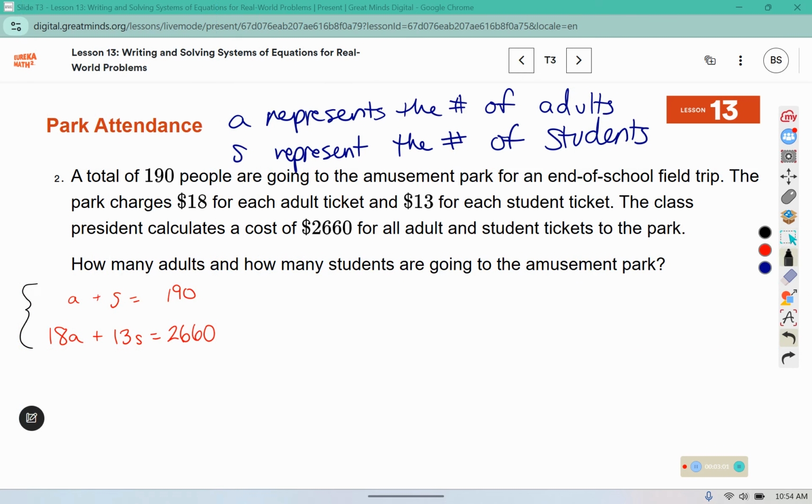This is set up for an elimination method problem. So I'm going to multiply by negative 18 so that 18 and negative 18 are opposites. Negative 18a minus 18s. And then 190 times negative 18 is negative 3,420. And we will add that to the second equation.